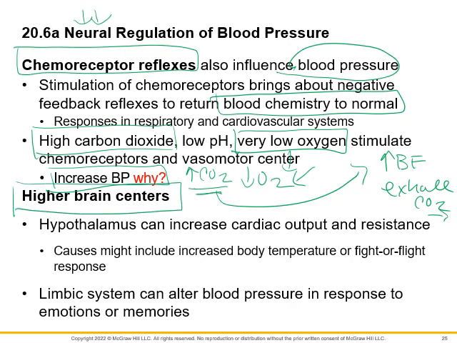They also want to make sure that we realize it's more than just the brainstem that can be involved in regulating blood pressure. So you can see here the hypothalamus can increase cardiac output. The limbic system can also alter blood pressure in response to emotion, memories, anxiety, things like that. So multiple ways to regulate blood pressure.